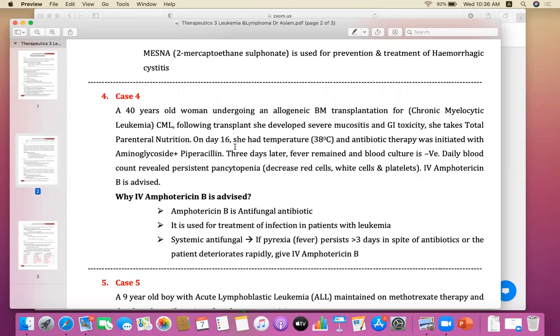On day 16, she had a temperature of 38 degrees Celsius. An antibiotic therapy was initiated with aminoglycoside plus piperacillin. Aminoglycoside means streptomycin, neomycin, kanamycin, gentamicin, amikacin, and piperacillin.